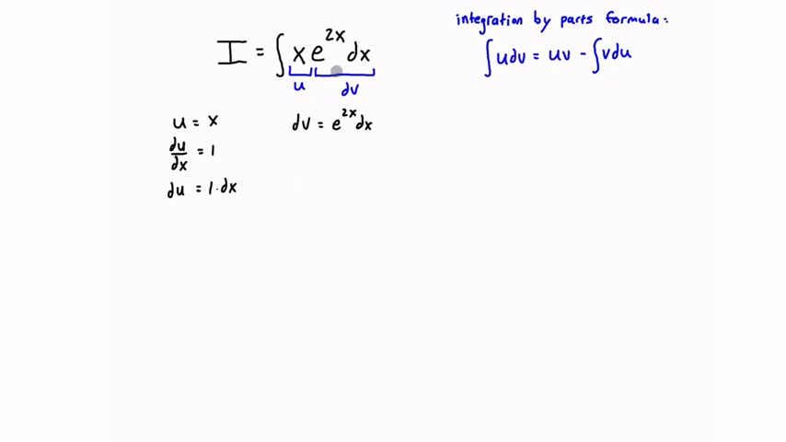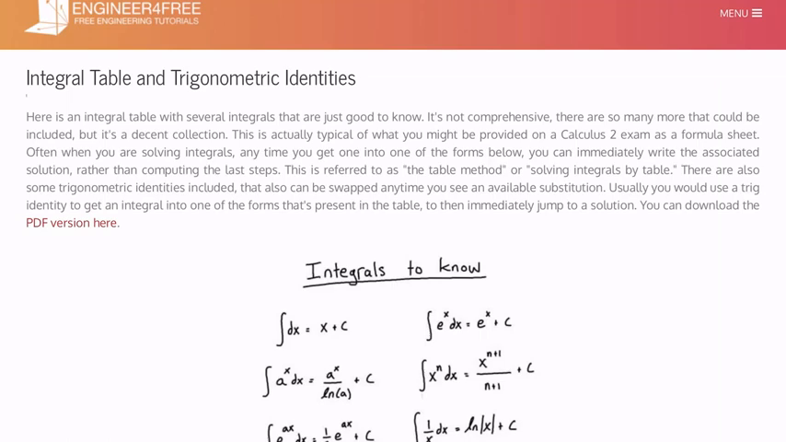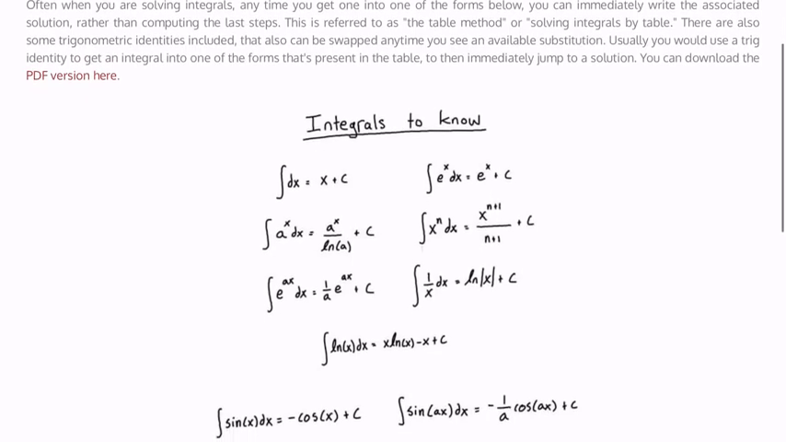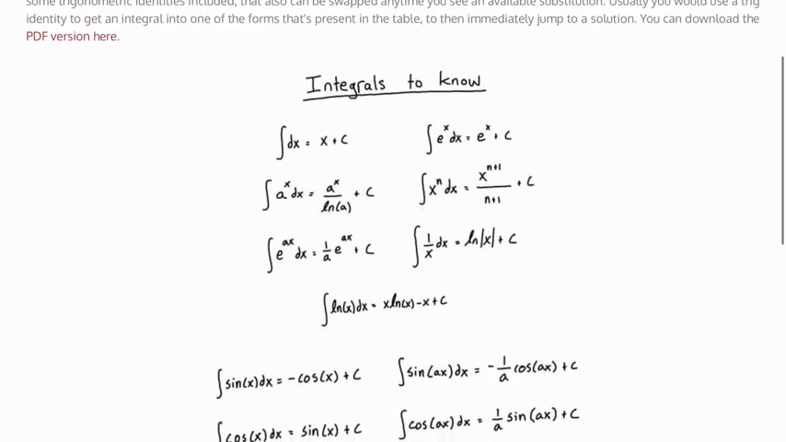What we want to do is take the integral of dv. So the integral of dv is just going to be the integral of e to the 2x dx, and the integral of dv is just going to be v. For the integral of this, let's take a look at the integral table, which there is a link to in the description below, but this is basically on the Engineer for Free website. We're just going to look through here to see if we have the form that we were looking for. We had the integral of e to the power of 2x dx. And when we look in here, we see this format: the integral of e to the ax dx is equal to 1 over a e to the ax plus c. In our case, we have e to the 2x dx, so this is going to apply to us.